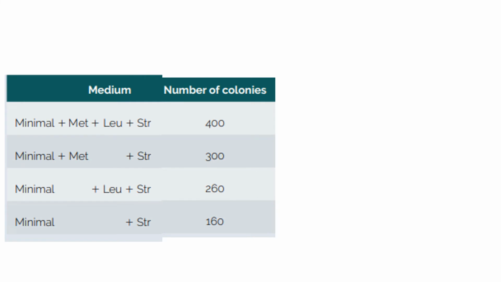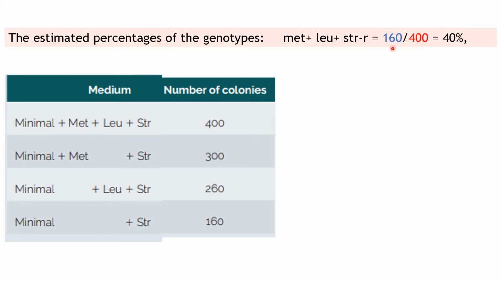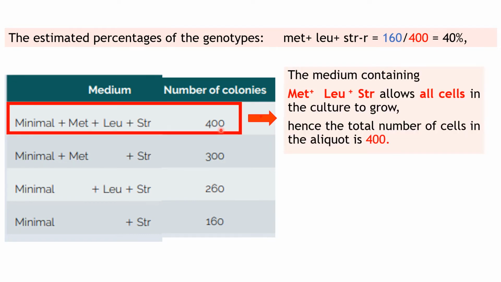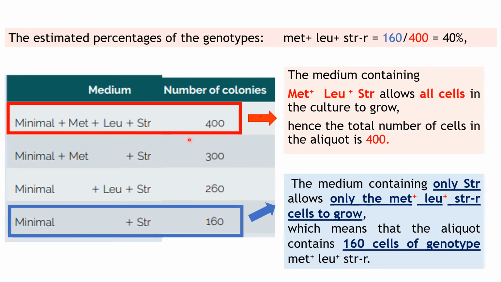So again, we have this table, and they ask this question: what is the probability of getting the colonies that have these two genes? We know that it's 40%. How do we get it? Because we have the total here, the one that has all of them, which allows all the cells to grow, and the one that doesn't allow any cell to grow that doesn't have those genes. The ones that have methionine and leucine already in the aliquot will already be there.